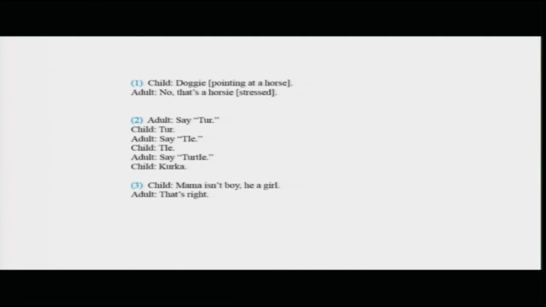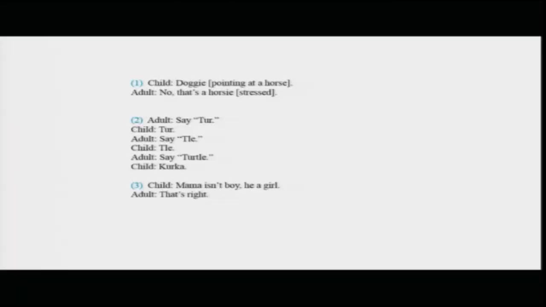Look at this conversation. In one of the conversations, the child says, doggy, pointing at a horse, and the mother corrects this. She says, no, that's not a dog, that's a horsey. In a different example, the adult is trying to teach the child to say turtle. The adult says tur, the child says tur, the adult says tle, the child says tle, and when the adult says say turtle, the child fails to combine this. Similarly, the child says, mama isn't a boy, he a girl, and the adult says that's right. Syntactically that is not right, but meaning-wise it is correct. So in some sense, parents are mostly correcting whether the statement the child is making is factually correct or incorrect. They are not very worried about the syntax of what the child is saying.